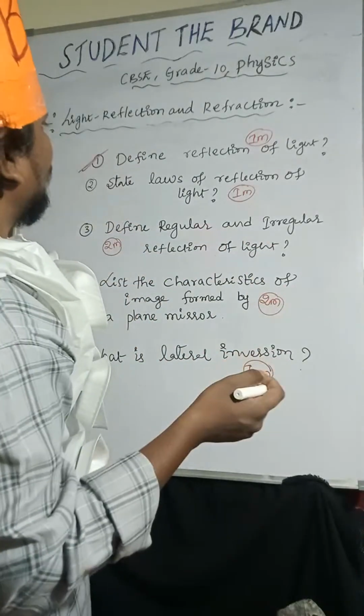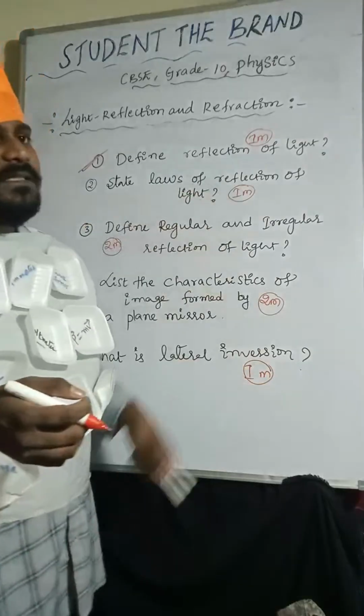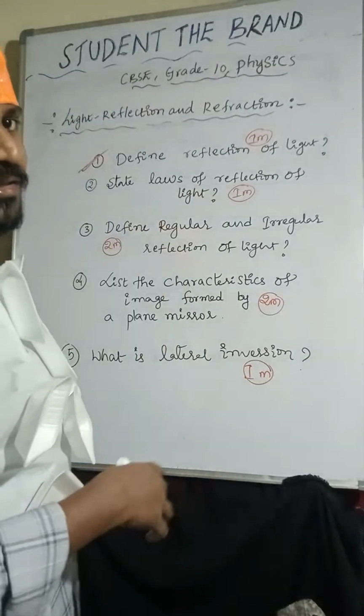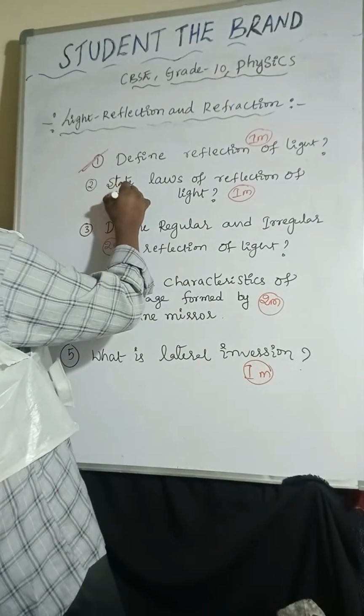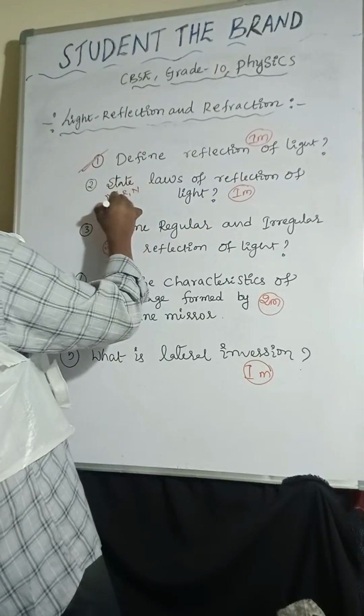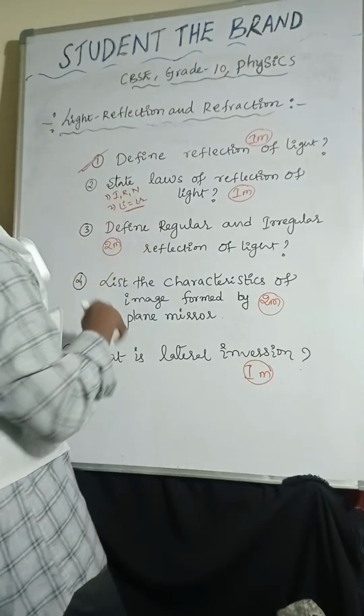Two types also they'll ask. So here I will get regular and irregular. State the laws of reflection. What are the laws of reflection? The incident ray, reflected ray, and normal lie on the same plane. The angle of incidence is equal to the angle of reflection.